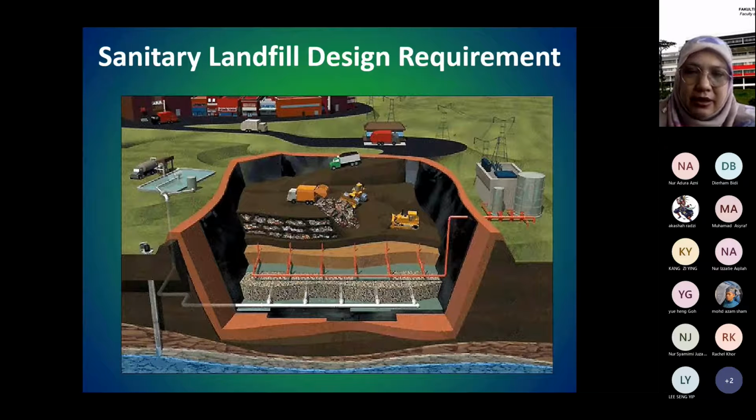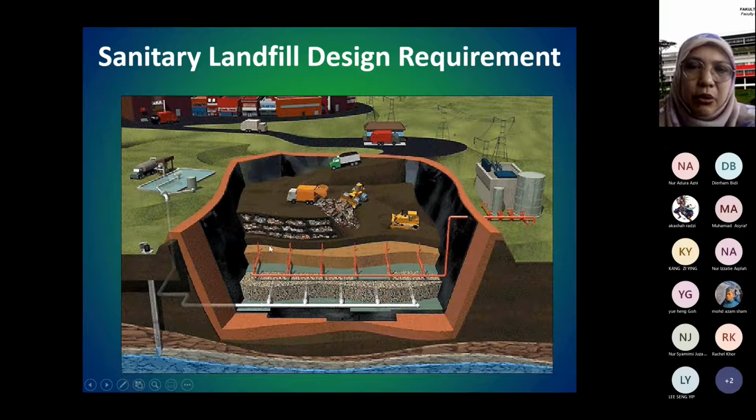Okay, so this is another cross section. We can see at the bottom of the landfill the lining system. The lining system will be at the bottom and also at the embankment, or the sides, of the landfill cell. At the bottom we place the piping system. Normally it should be perforated, with holes so that leachate can go into the piping system, and it will be collected and brought to the leachate treatment pond. The leachate treatment pond is similar to a wastewater treatment pond, so it will be collected and treated there.